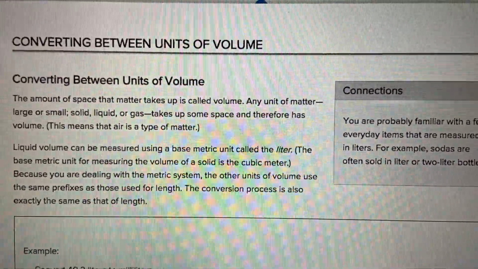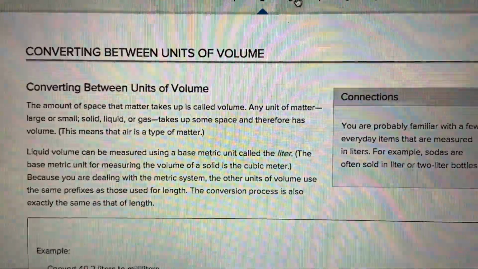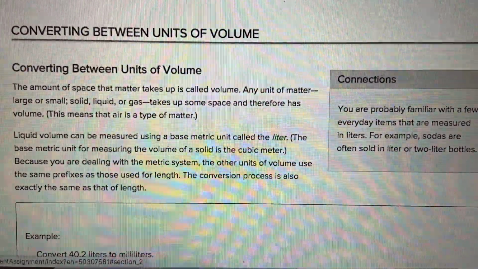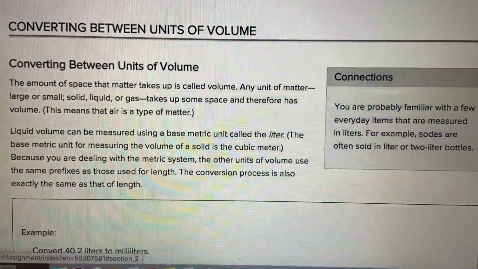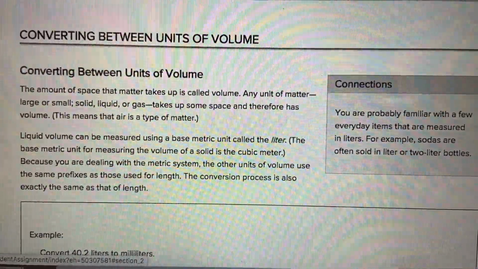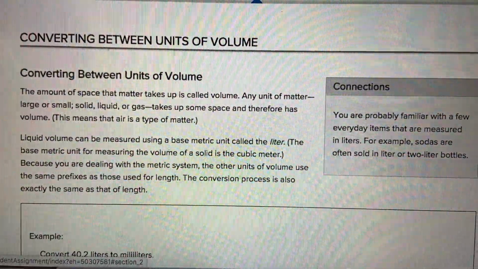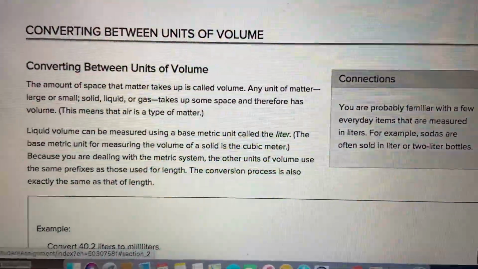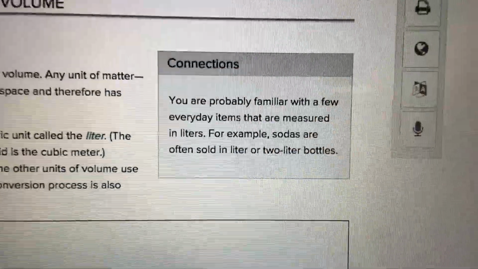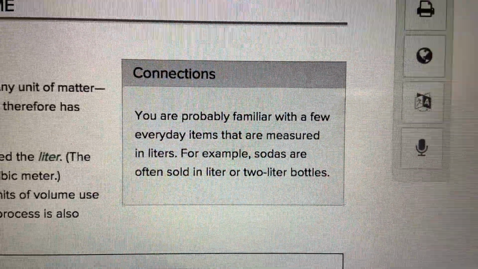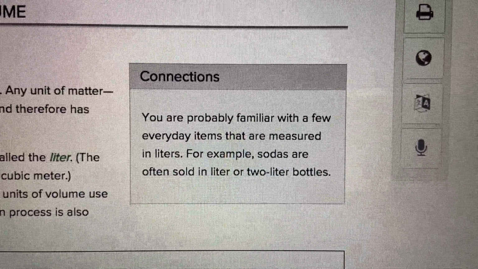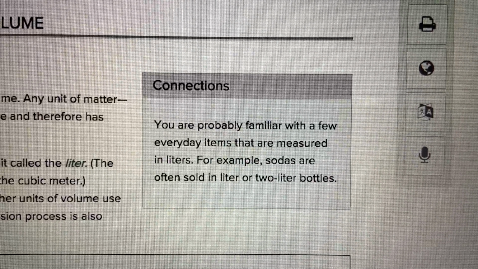Liquid volume can be measured using a base metric unit called the liter. The base metric unit for measuring the volume of a solid is the cubic meter. Because you are dealing with the metric system, the other units of volume use the same prefixes as those used for length. The conversion process is also exactly the same. So, you are probably familiar with a few everyday items that are measured in liters. For example, sodas are often sold in liter or 2-liter bottles.